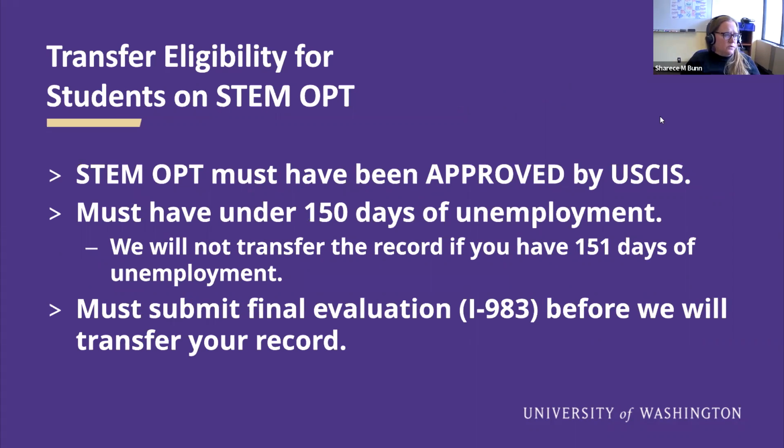Transfer eligibility for students on STEM OPT: STEM OPT must have been approved by USCIS once again. You must have under 150 days of unemployment, so we will not transfer your record if you have 151 days of unemployment. Again, that's similar to regular OPT; we would consider you out of status. And you also must submit your final evaluation, the I-983, before we will transfer your record.